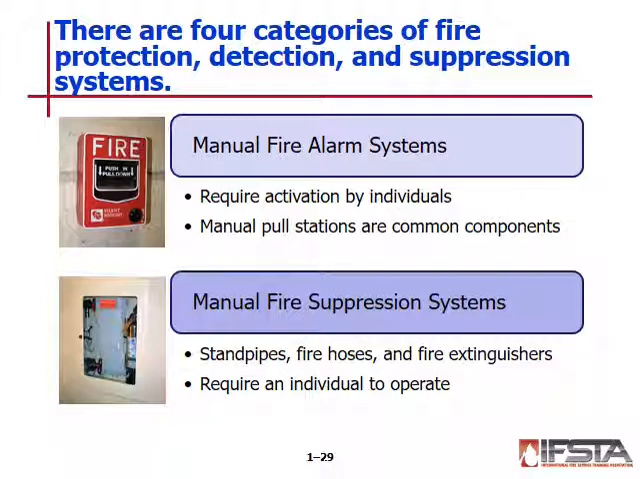Next, we have manual fire suppression systems. Now, this includes standpipes, both your vertical and horizontal ones, fire hoses, and fire extinguishers. These mechanisms require an individual to operate them in order to perform their function. They are not automatic.